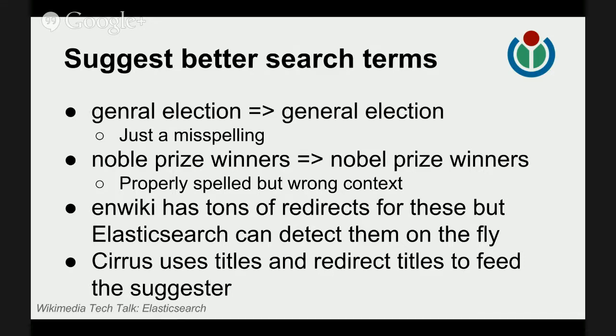But the other thing that it can do that is reasonably cool is it can detect when you have spelled things correctly, but are using them in a context that's sort of silly. Like if you say Nobel Prize winners, it says, no, I think you mean Nobel Prize winners.